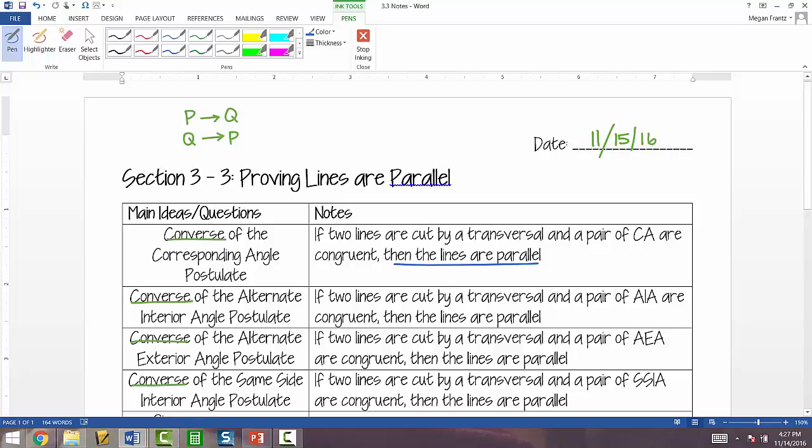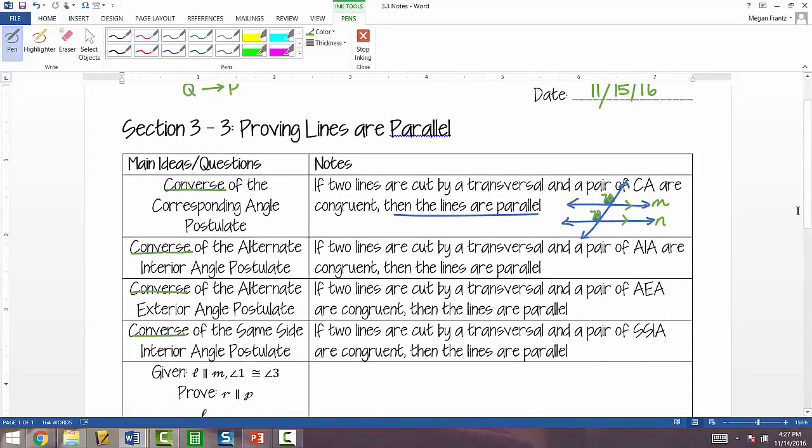So let's draw this out. If two lines, so we got two lines here, they're cut by a transversal, and a pair of corresponding angles are congruent. Like if I tell you this angle here and this angle here are the same size, then you can say, hey, I know these two lines have to be parallel in order for those two things to be congruent. So this is working backwards. I'm going to give you things like this is 70 degrees and this is 70 degrees, and you're going to say M and N have to be parallel. So if you look, we have 4 of these, just like we had 4 going forwards.